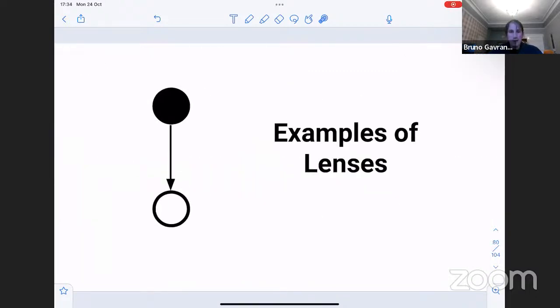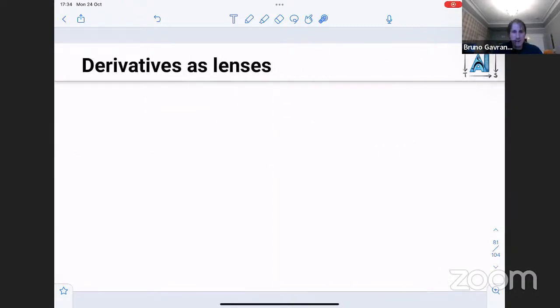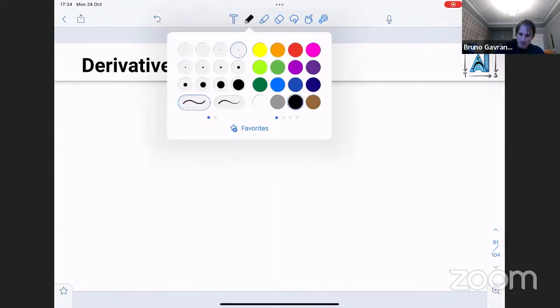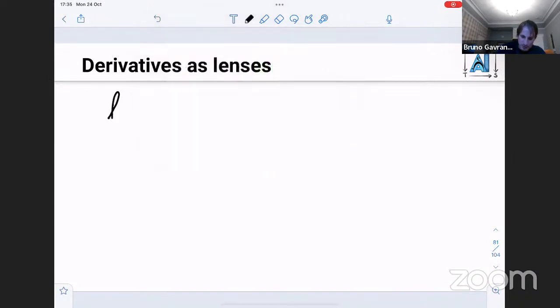So what I want to give you now is some examples of lenses. And the most central example, which was the most interesting to me, is to learn that derivatives are lenses. So let's say I give you a function that takes a vector of two elements, x1 and x2. Let's say it computes 3x1 squared plus 7x2.